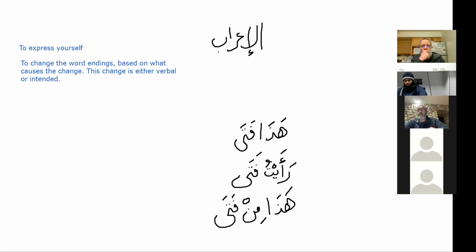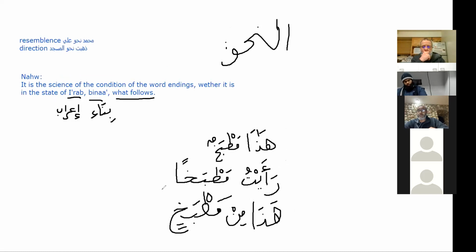All right, so let's go back. So the placement of matbakh here is a placement that requires a dhamma. The placement of matbakh here is a placement that requires a fatha. Or any of its substitutes. And the placement of matbakh here is a placement of kasra or any of its substitutes. You can see here that the ending of matbakh has changed from sentence to sentence. Correct? Yeah.